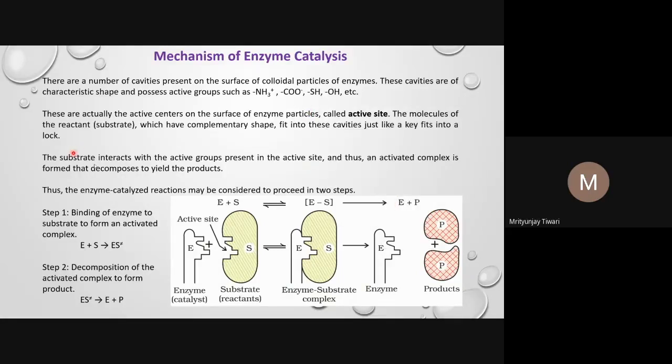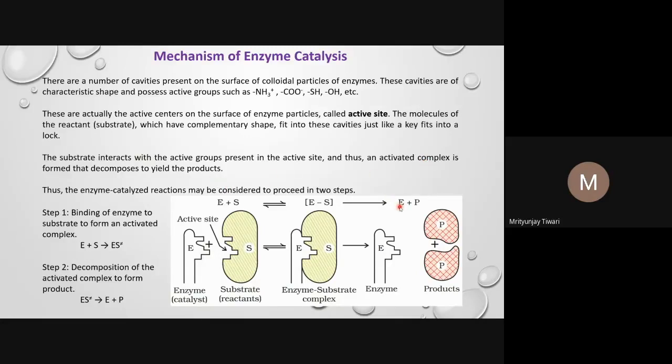The substrate will have certain atoms which can interact with these groups. If the negative center is there on the substrate, it will interact with the positive site, and if a positive center is there on the substrate, it will interact with the negative center of the active site, and so on. Or if there is hydrogen bonding tendency, hydrogen bonds will form. So they interact with the groups present in the active site, and thus an activated complex is formed that decomposes to yield the product.